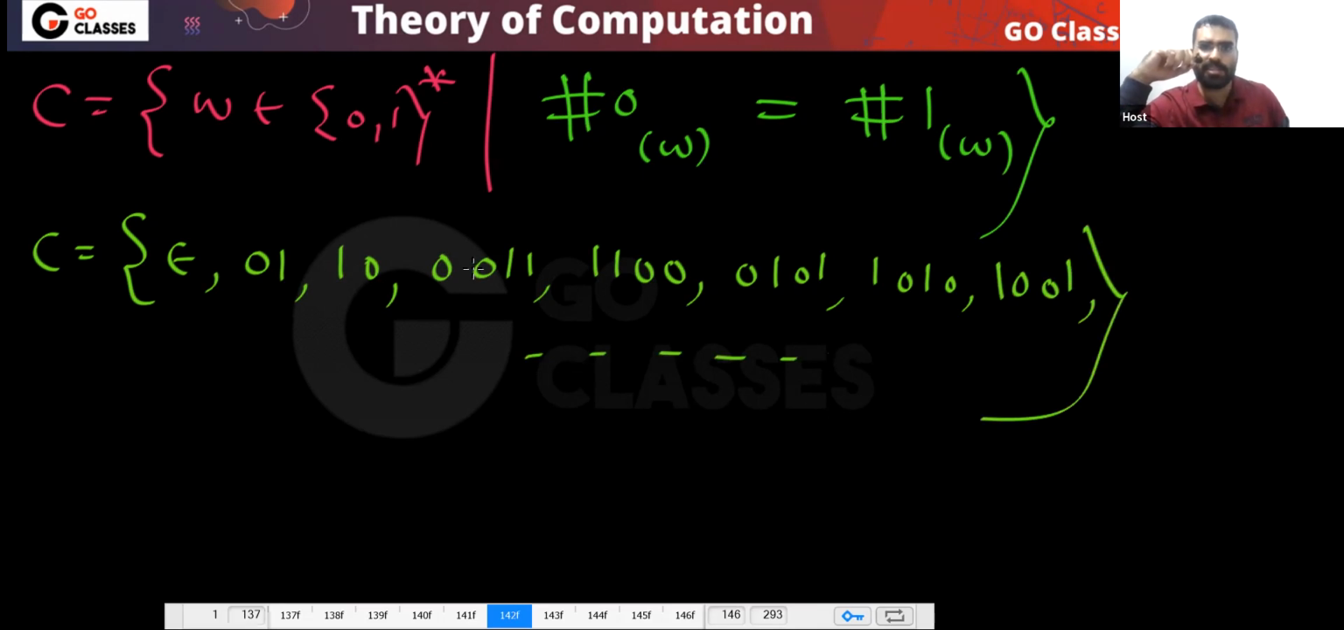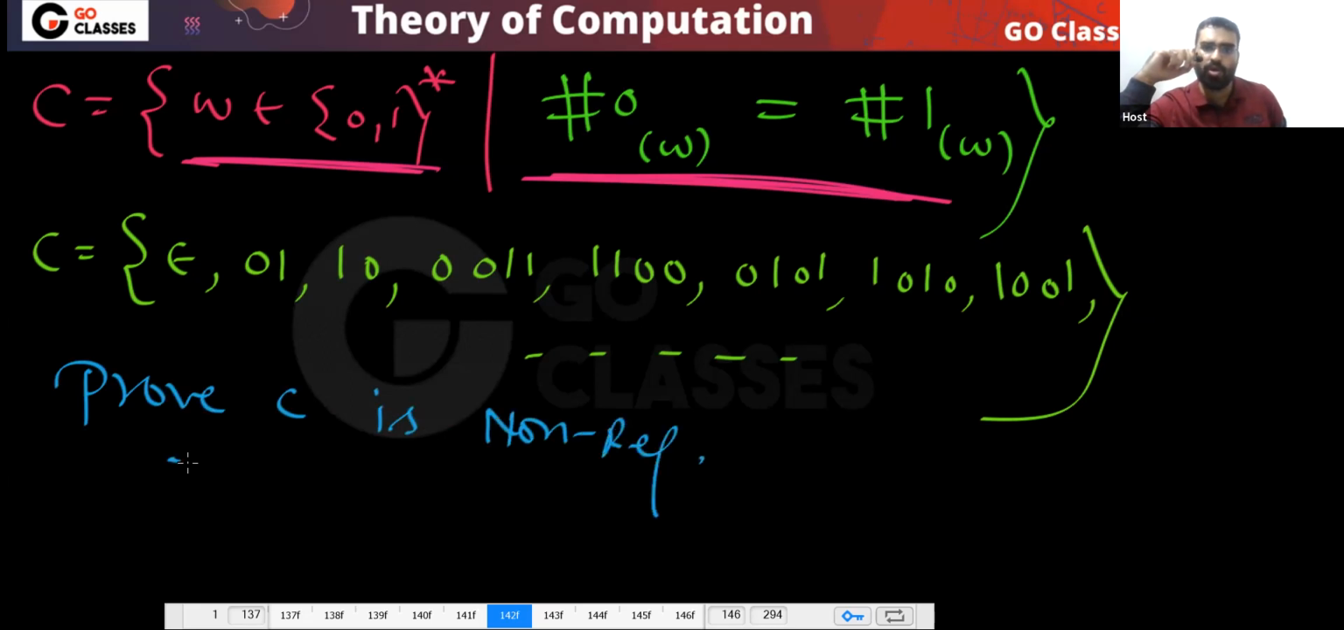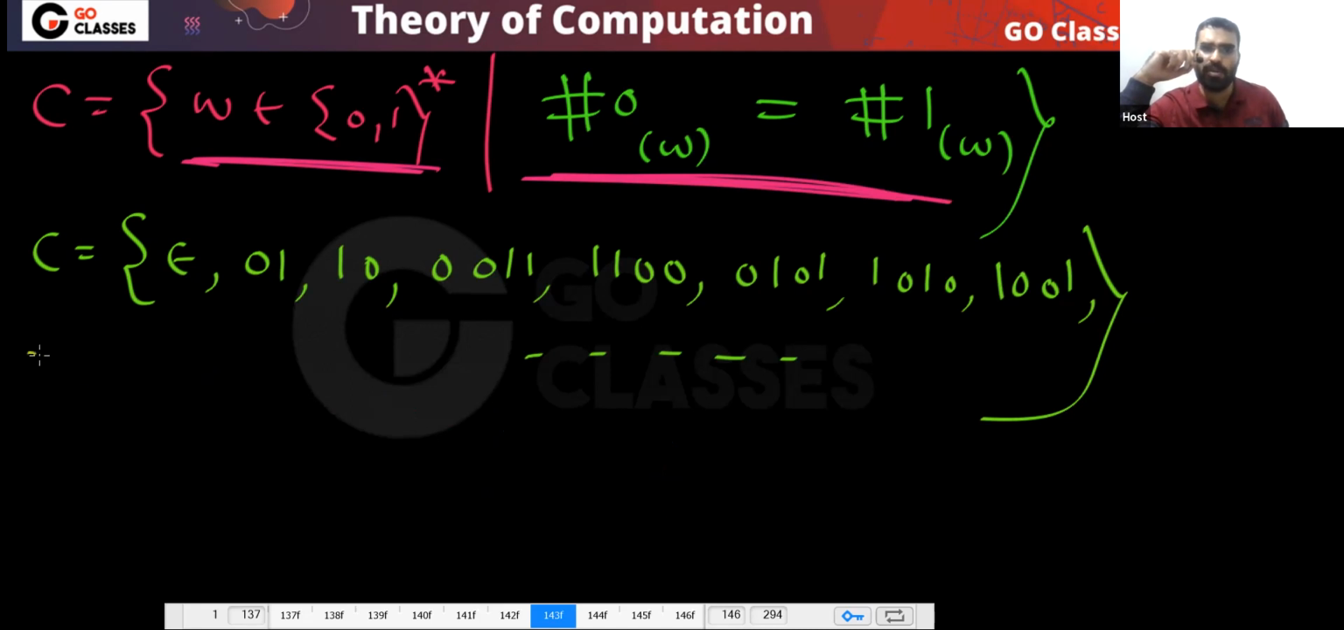Now, in this language, can you give me an infinite number of strings where the number of 0s must be equal to the number of 1s? Now prove that this is non-regular. Let's prove C is non-regular. So how to prove this? The exact same template I am going to use.